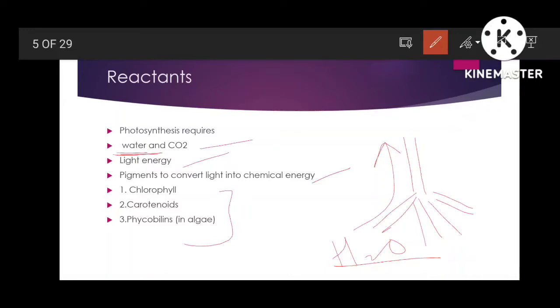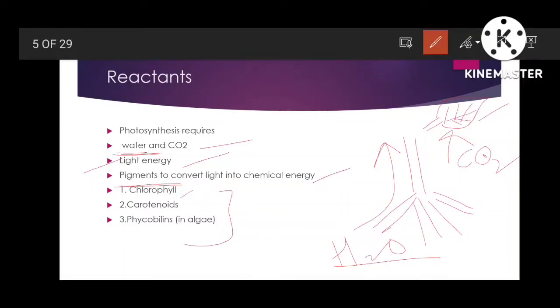Carbon dioxide is reaching the leaves through stomata. Leaves have small pores called stomata, through which carbon dioxide present in the atmosphere is taken up by them, right? Light energy is coming from the sun, as we have talked about already. Now, pigments are present in the leaves or in other green parts of the plants.